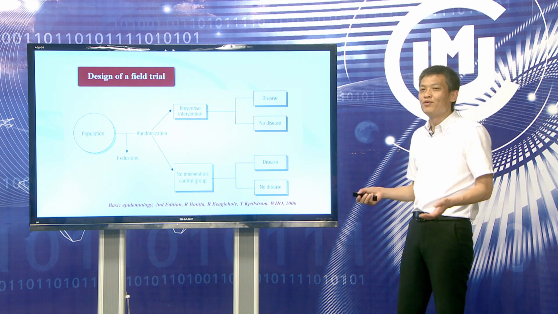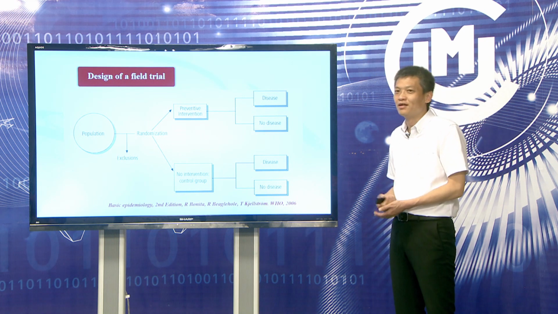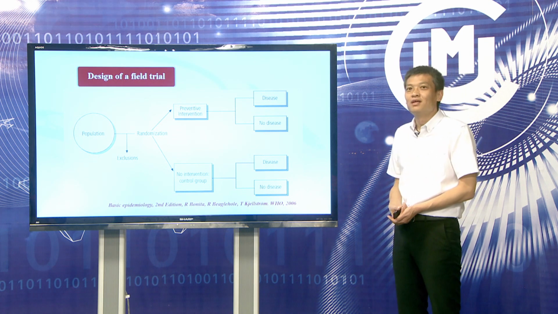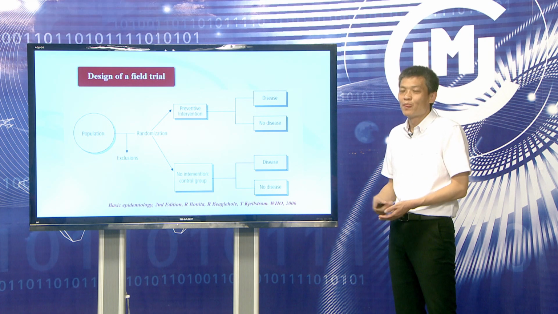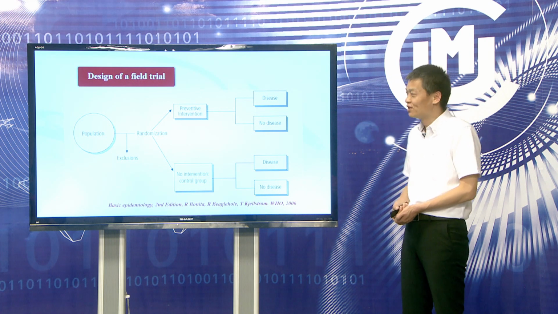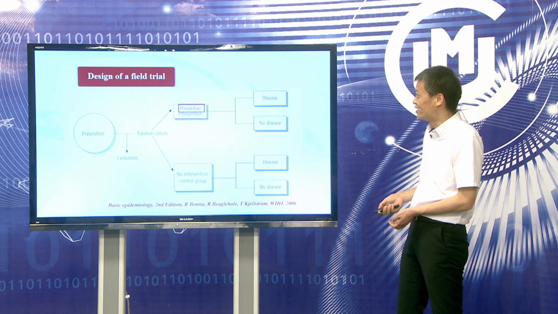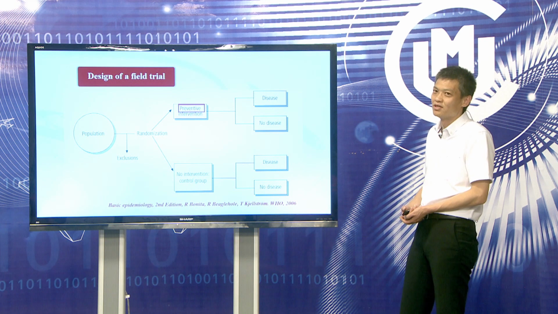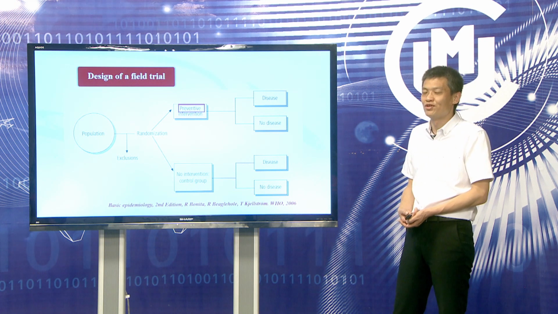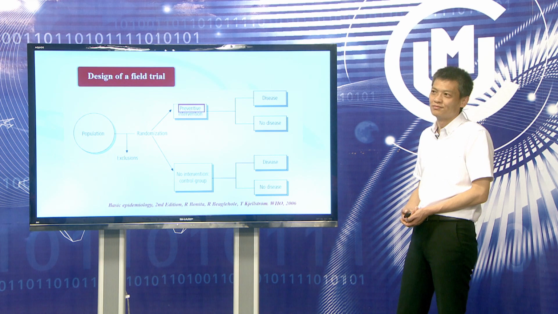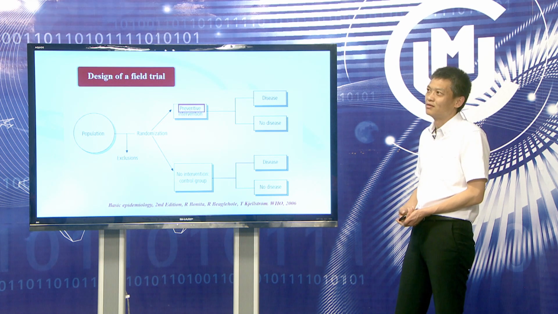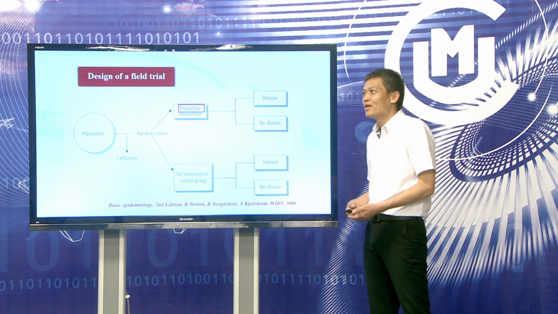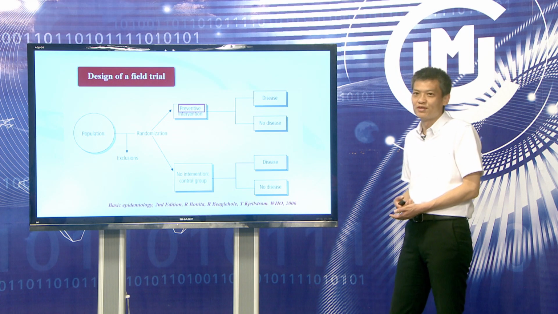Intervention studies can be classified into clinical trials or field trials. The field trial has a similar process relative to the clinical trial. The key point is that it is not the treatment, but the prevention. And the study subjects are also from the general population. But in the clinical trial, the study subjects are commonly patients from the hospital.